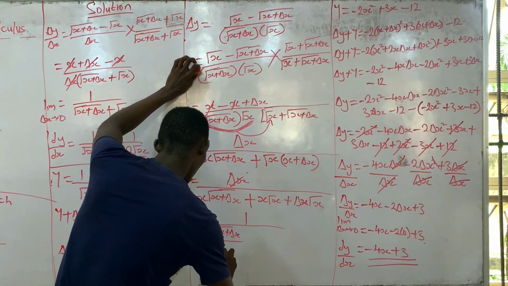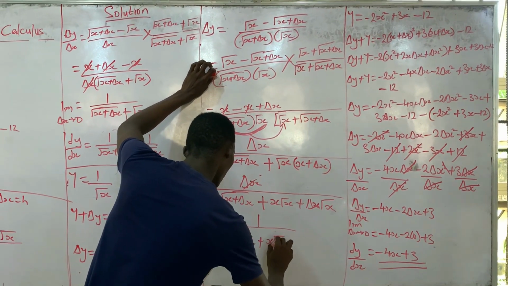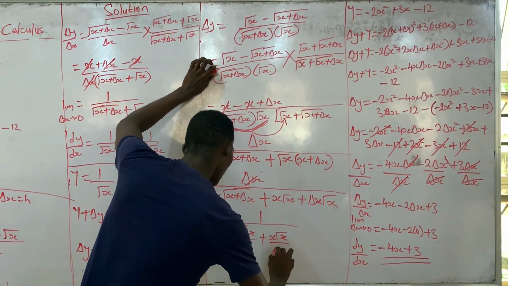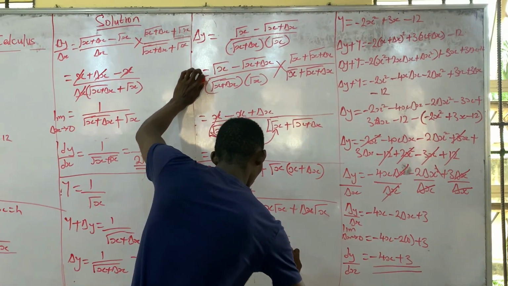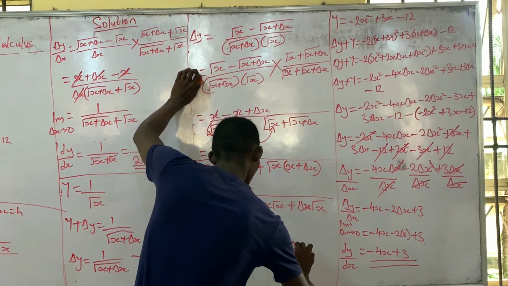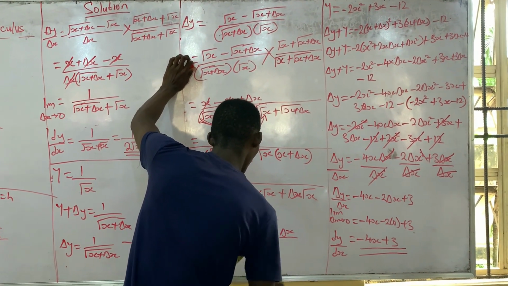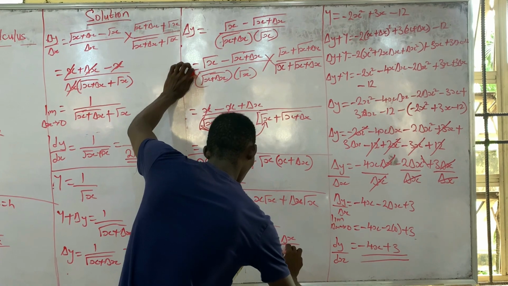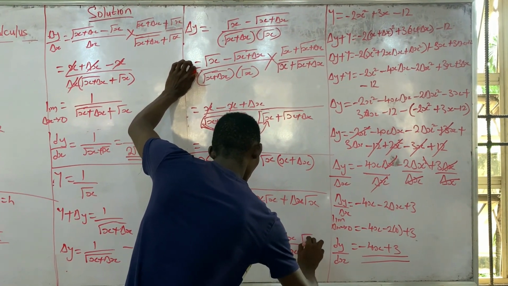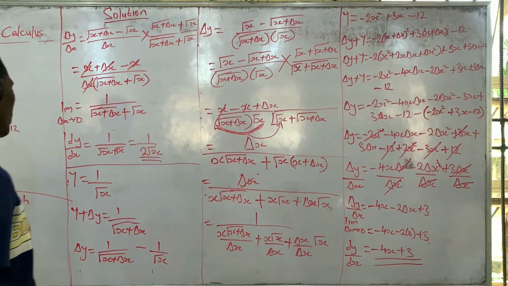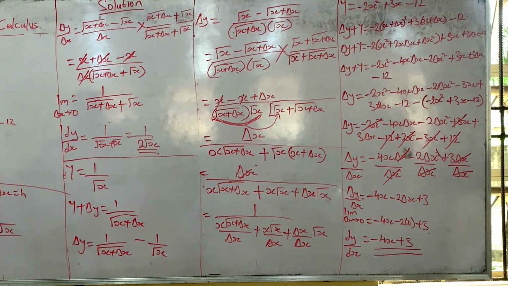We divide it by what? Change in x, plus x over root x over what? Change in x, plus change in x over what? Change in x root x. Now, what's next?